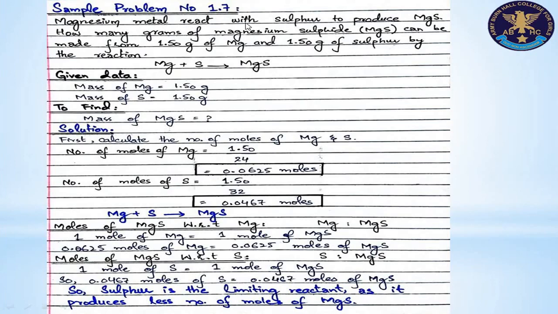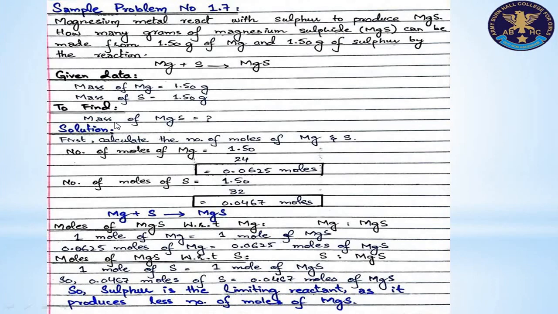Magnesium metal reacts with sulfur to produce magnesium sulfide. So how many grams of magnesium sulfide can be made from 1.50 gram of magnesium and 1.50 gram of sulfur by the reaction? 1 mole of magnesium combines with 1 mole of sulfur, and we have the formation of 1 mole of magnesium sulfide. First of all, write the given data: we are provided with the mass of magnesium and mass of sulfur, which are 1.50 grams and 1.50 grams.